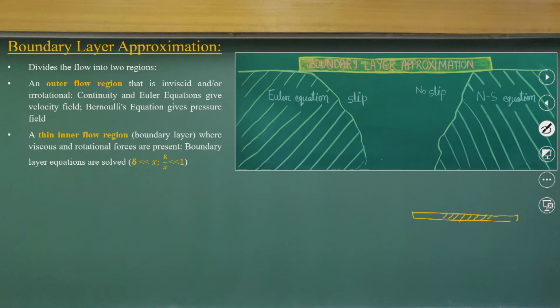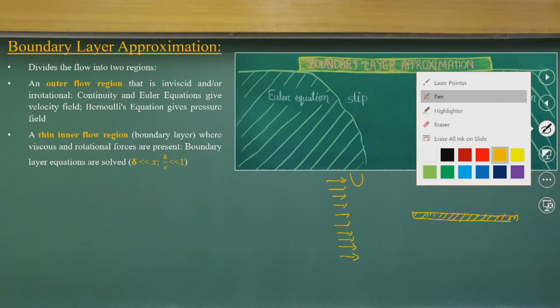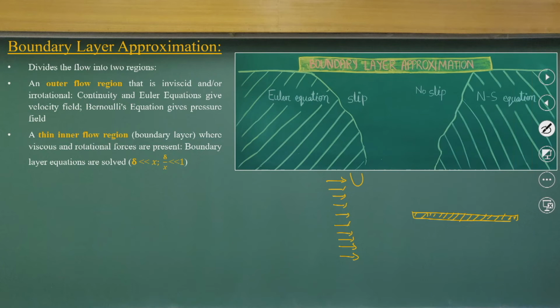To simplify the problem, not looking at complexity at the very beginning, consider a plate, and you have a uniform stream flow. Many of the times we designate this as capital U, the free stream flow. Because of this, boundary layer formations will be there, like this.